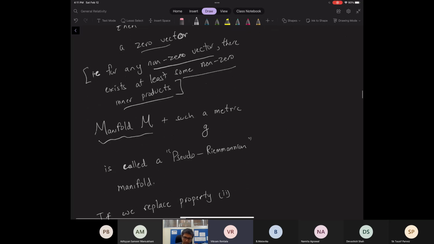So a manifold M plus a metric g which satisfies these two axioms, the axiom of symmetry and non-degeneracy, such a manifold with such a metric is called a pseudo-Riemannian manifold. That's the name given to such a metric.